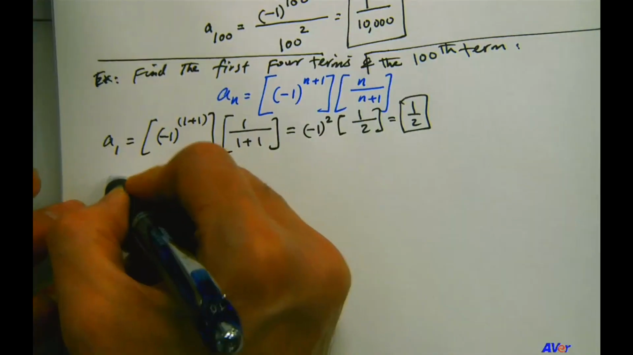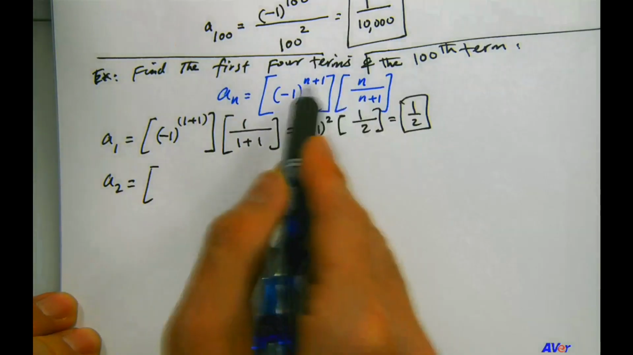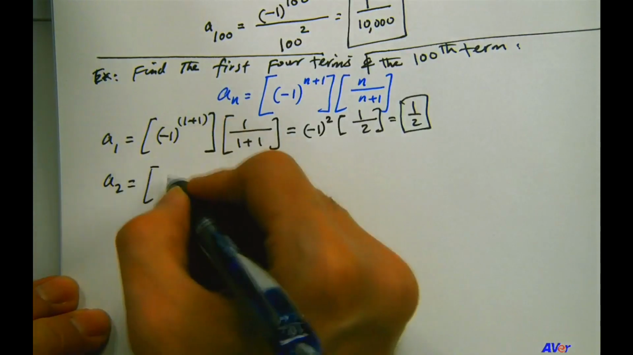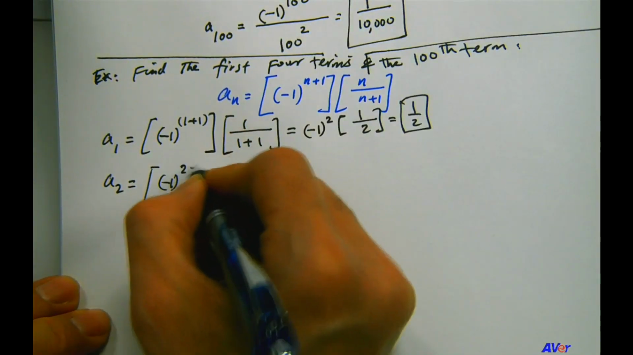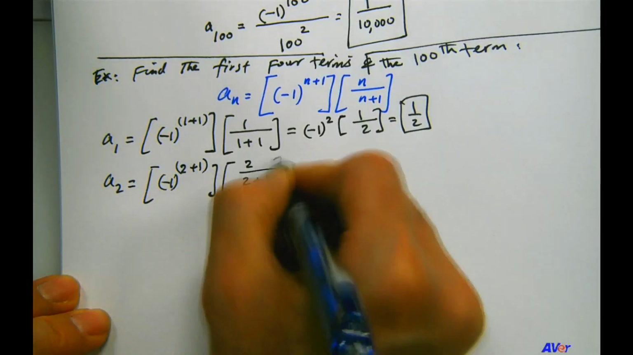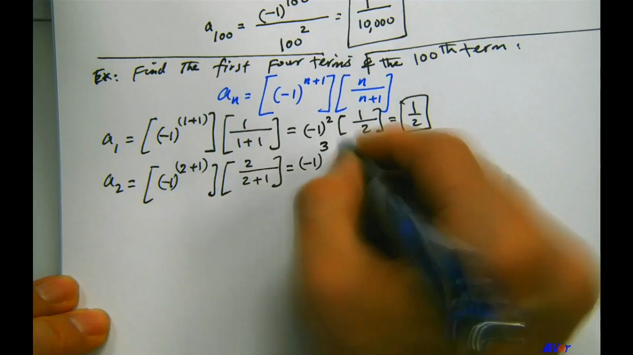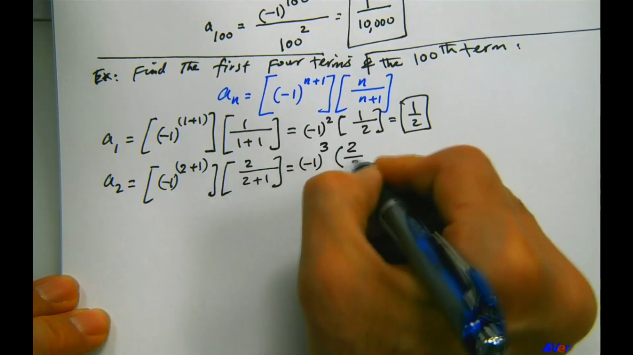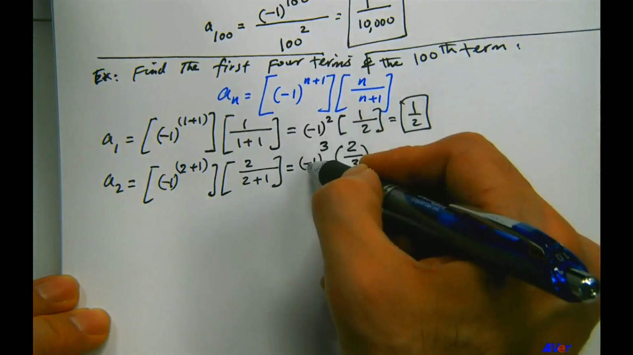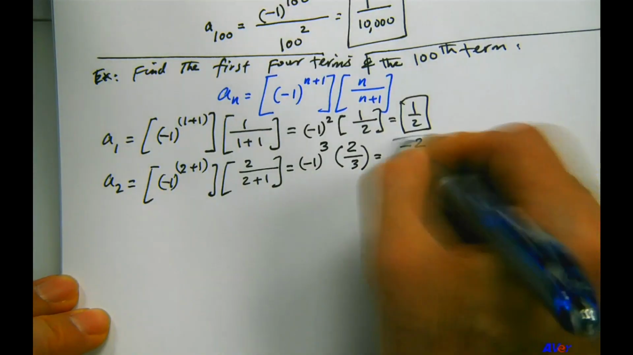Okay, so let's find the second term in the sequence. Anywhere you see the n, which represents the location of the number we're finding, replace it with 2. So minus 1 to the 2 plus 1 power times 2 over 2 plus 1. So minus 1 cubed times 2 over 3. Minus 1 cubed is minus 1, because 3 is odd, so the negative sign is preserved. And then we have minus 2 over 3.